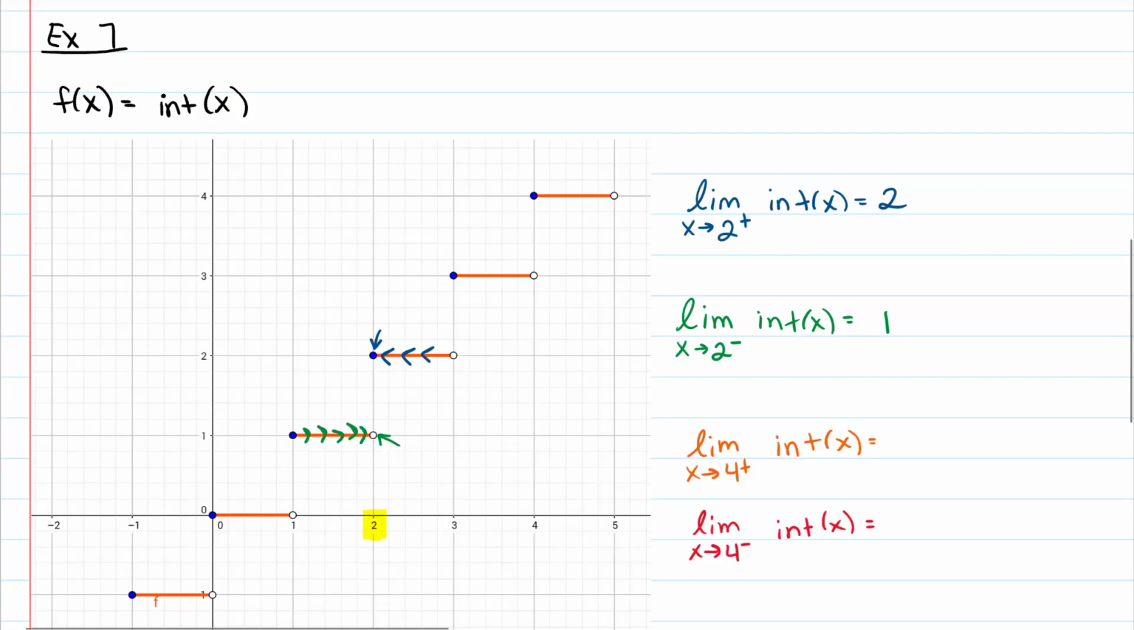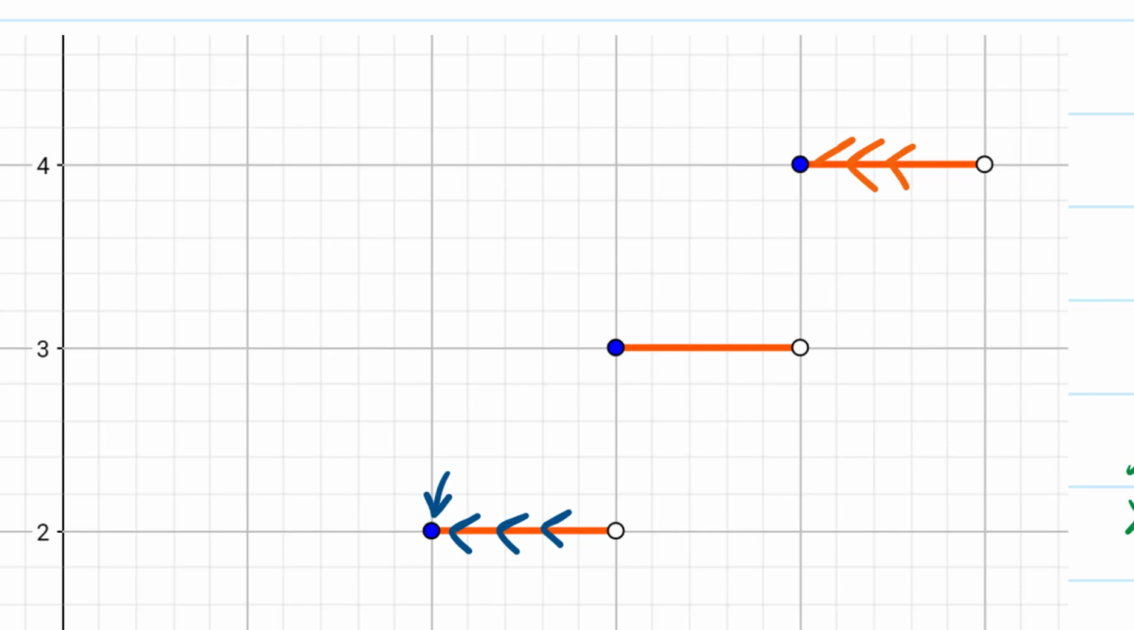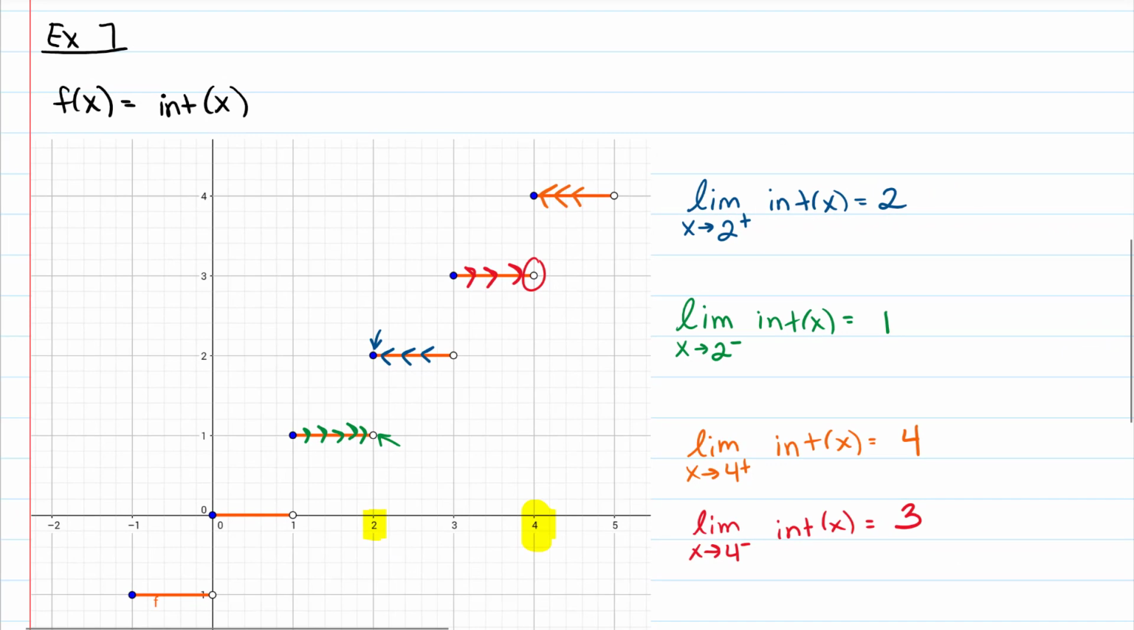Okay, so as we approach 4 from the right, we're going to be heading towards this number right here. So we're going to be mainly focused in this area here. As we approach 4 from the right, we notice that we get 4. And as we approach 4 from the left, you'll notice that we get 3. And that's how you do right and left limits.